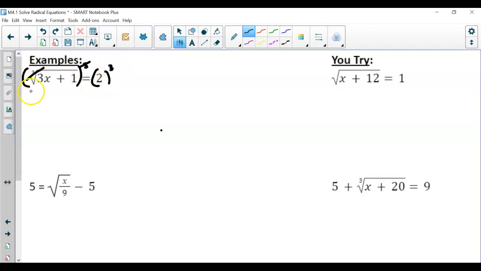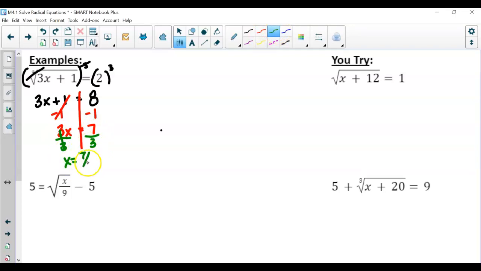So here we go. Now I've got 3x plus 1 is equal to 2 to the third power, which is 8. Now notice we're just solving a two-step. Subtract 1, right? Opposite operation. 3x is now equal to 7. And now last step, divide by 3. And x is equal to 7 thirds.